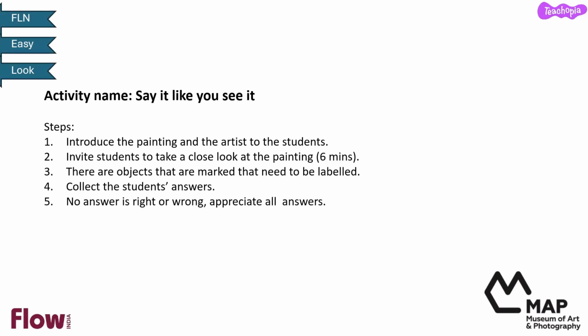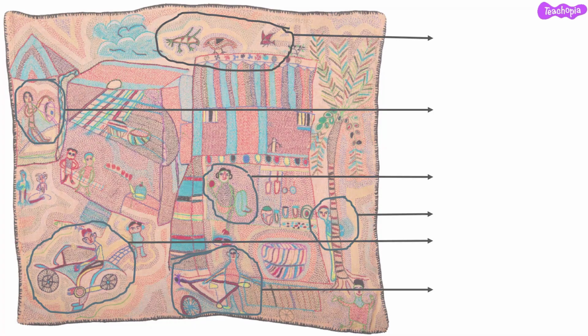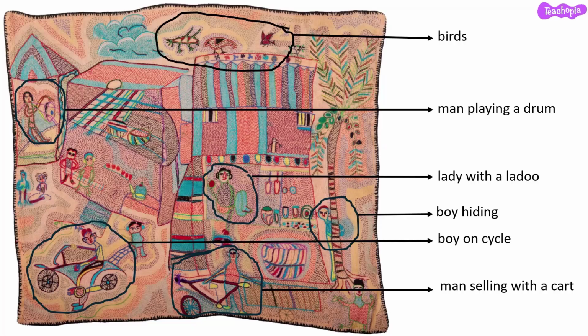Activity name, say it like you see it. The steps are introduce the painting and the artist to the students, invite students to take a close look at the painting for 6 minutes. There are objects that are marked that need to be labeled. Collect the students' answers. No answer is right or wrong. Appreciate all the answers. So this is the map given. Ask the learners to identify and ask them to name what they have identified in this map.